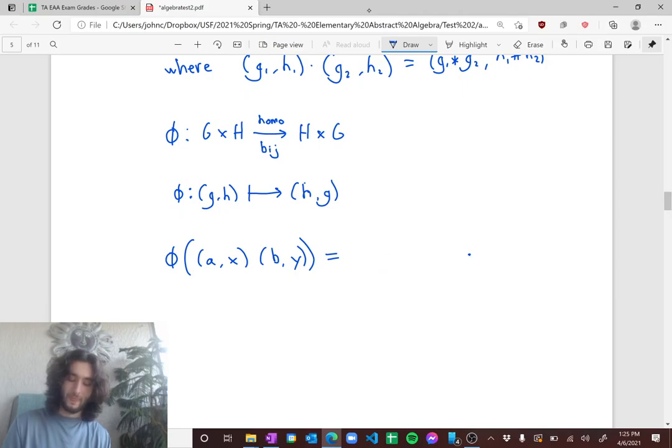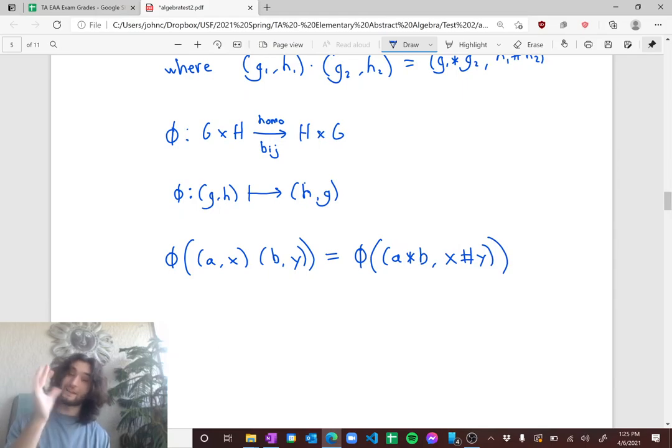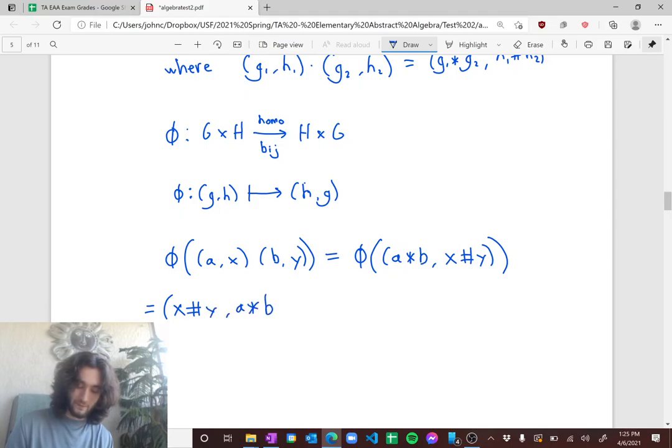So let's work this out. First, let's apply the operation inside the function. We have A star B, because those are in G, and then X hashtag Y, because those are in H. Then phi says just flip them around. So that's going to be X hashtag Y, A star B.